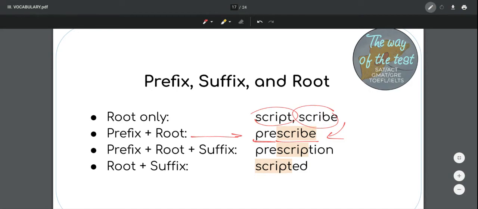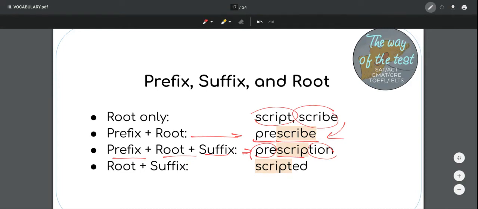Then we have words that contain a prefix, a root, and a suffix. And we have the word prescription. Again, we have pre as a prefix, and we have script as a root, and then we have tion as a suffix. In this case, the suffix will only be there to indicate what type of word it is, like whether it's a noun, an adjective, a verb, an adverb, etc. Right? And in this case, the tion will indicate that this word is a noun.